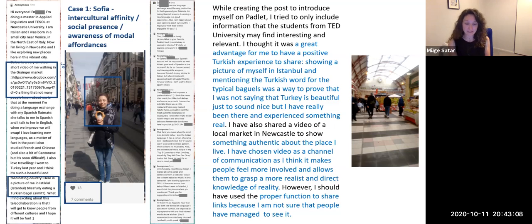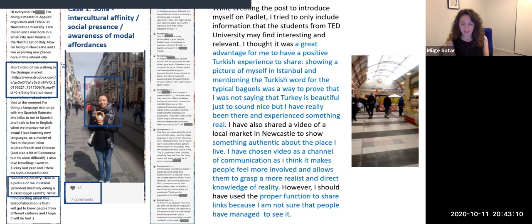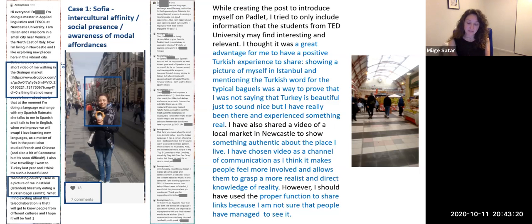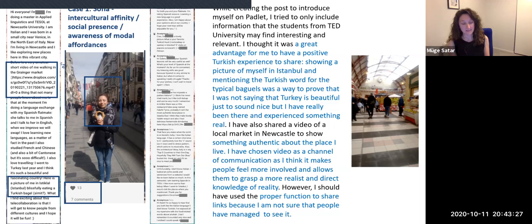So her post received 13 likes and 7 comments, which was one of the highest number of reactions in this cohort. And through her intercultural communication and multimodal and semiotic skills, Sophia managed to achieve a high level of social presence and initial in-depth intercultural connections with her VE participants.